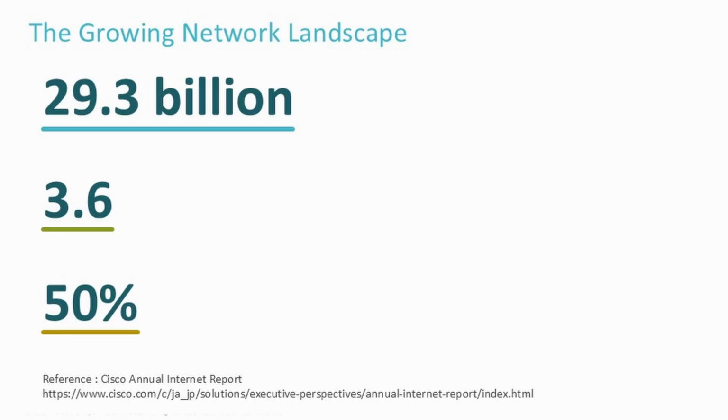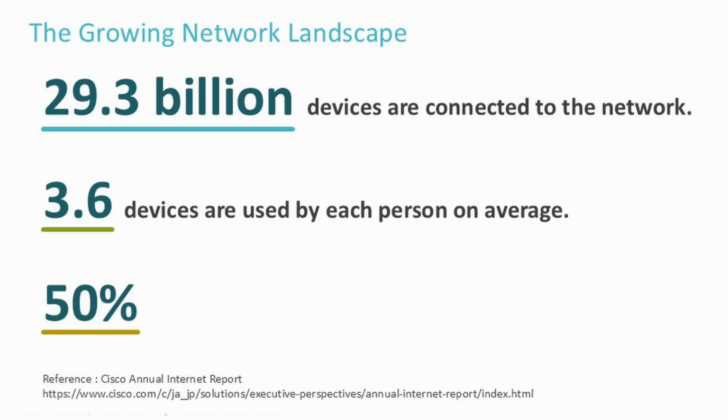Before that, let's review the current network landscape. Do you know what these three numbers mean? These are device-related figures for 2023. Currently, about 29.3 billion devices are network connected. With a world population of 8 billion, that's about 3.6 devices per person. Previously, mobile devices were increasing, but now IoT devices are rapidly growing, making up about 50% of all connected devices. This data shows an enormous number of connected devices. You can also see that connected devices are becoming incredibly diverse.